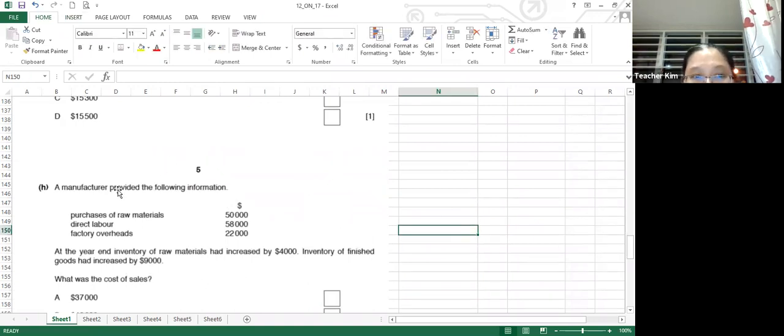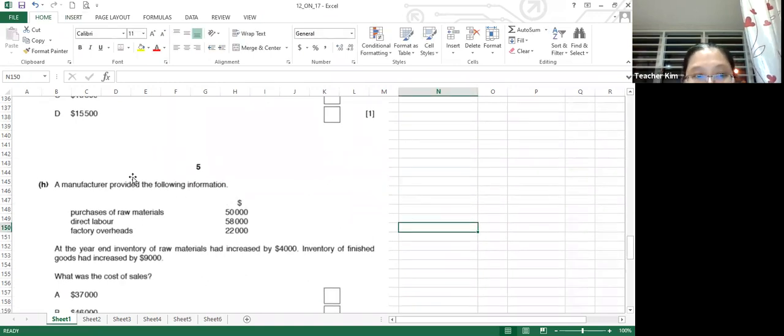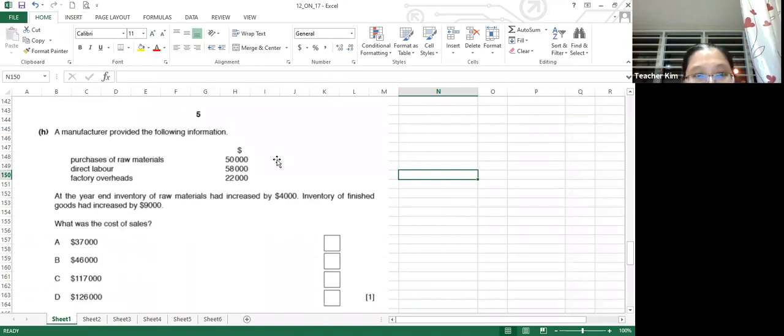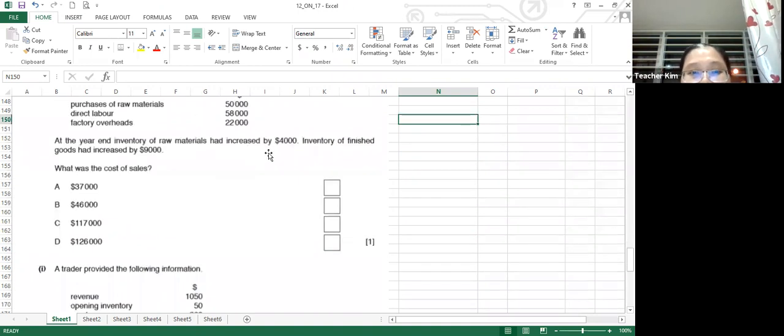Okay, now, a manufacturing account provides the following information. Purchase of the raw material, 50,000, direct labor, 58,000, factory overhead, 22,000. At the year end, inventory of raw material has increased by 400,000. Inventory of the finished good has increased by 9,000. What was the cost of sales?